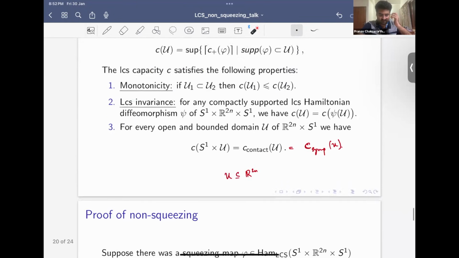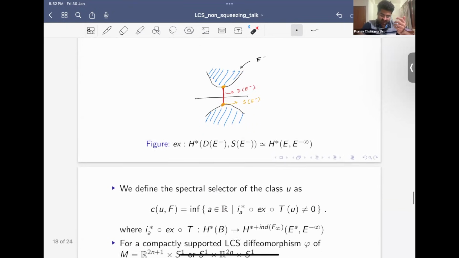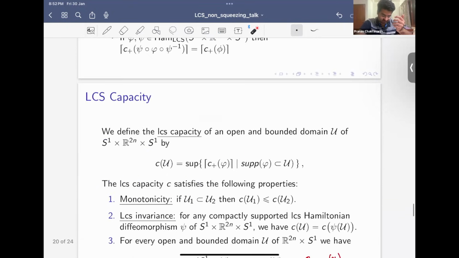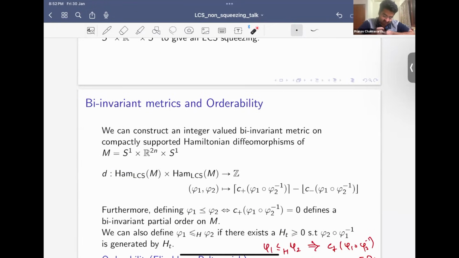So we don't know if there exists a real valued bi-invariant metric on the space of Hamiltonian LCS morphisms. We can define an interval valued one, but we don't know the non-existence of a real valued one. So that's also something to look into.